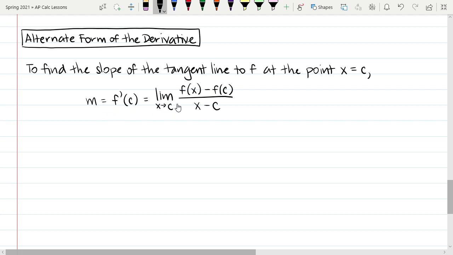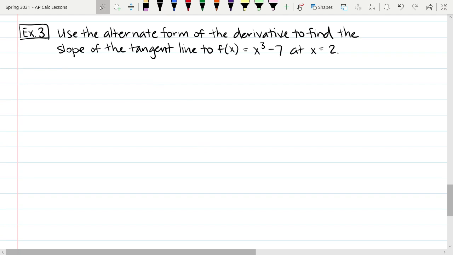So notice right away, here's a big difference. From the limit definition, that was the limit as h approaches 0. For this alternate form, we're doing the limit as x approaches c. So that's the first difference. Here's the big second difference. This is of f of x minus f of c over x minus c. Now remember, f of x is just the original function. F of c is the y value of the function when x is c. So f of c is a number. C is also a number. So that's the alternate form of the derivative. So let's go ahead and use that.